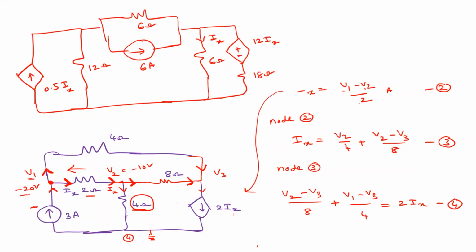Done? Yes, sir. Solve this one in either way. Find the current through this 12 ohm resistor, this 6 ohm resistor, and this other 6 ohm resistor.